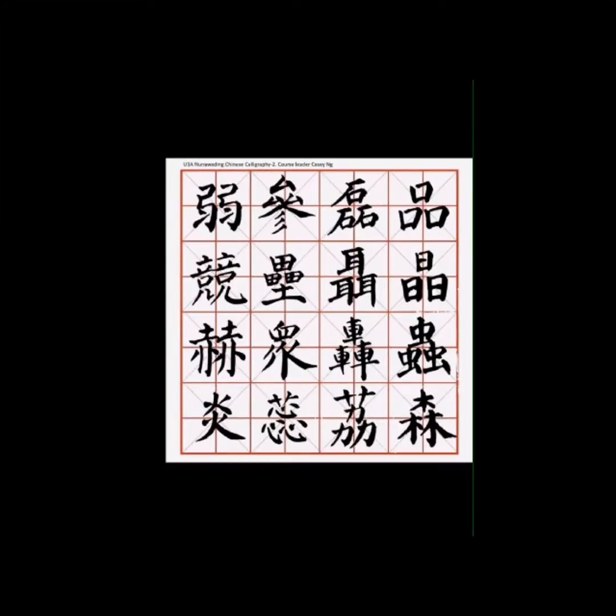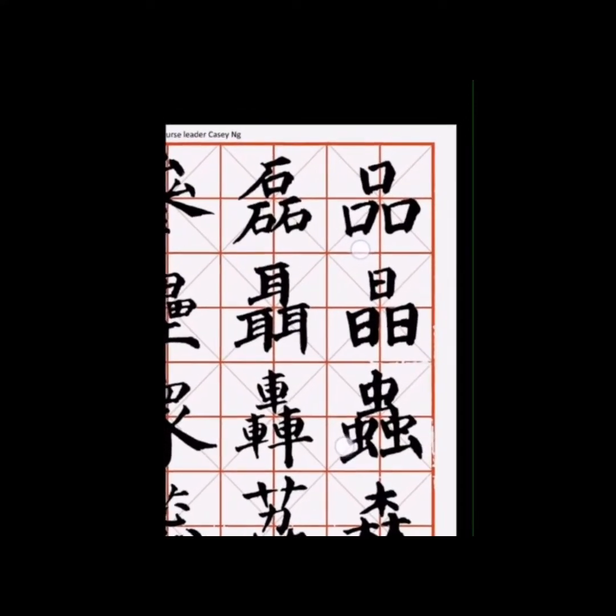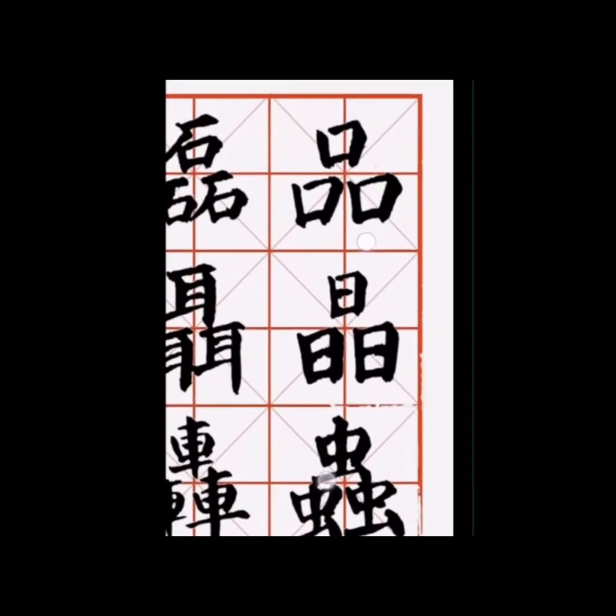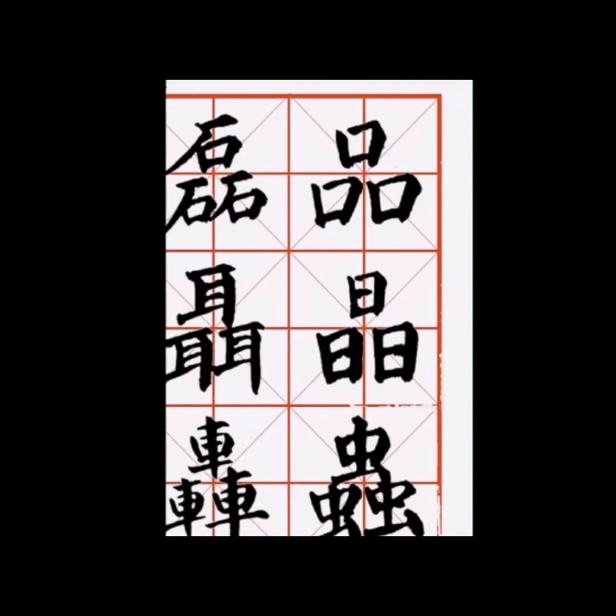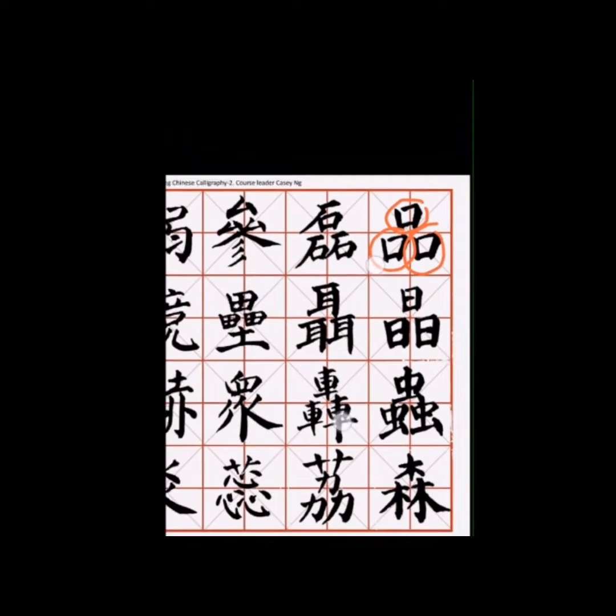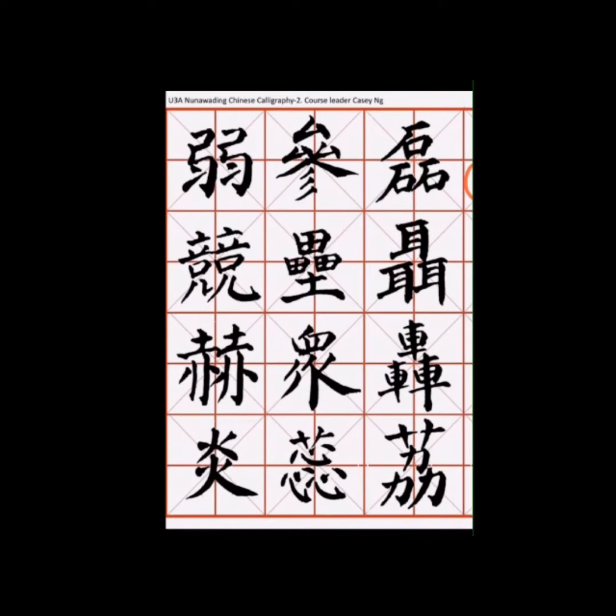So in this lesson we're going to learn the structure of words that have multiple elements, such as ping, jing, chong, etc. They have 3 elements in one word, whereas we also have other words that have 2 repeating elements in one word, okay?